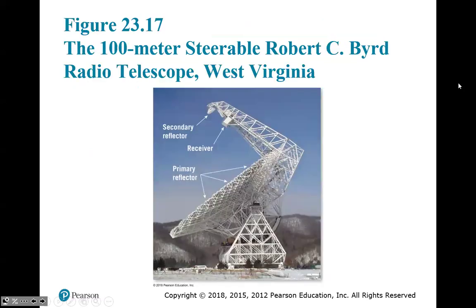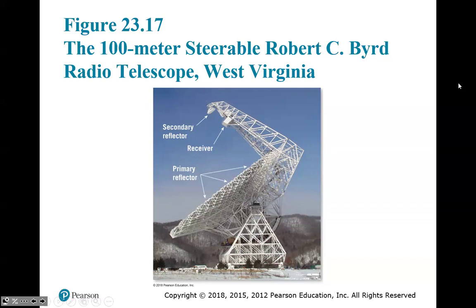Now, this is the biggest steerable radio telescope in the world. Just for scale, this is enormous. I think that's a van, that tiny thing down there. This up here, that's a story. You could go up there and stand in that room. There's a room up there, like a story tall. So this is the primary reflector. Here's the secondary reflector and the receiver.